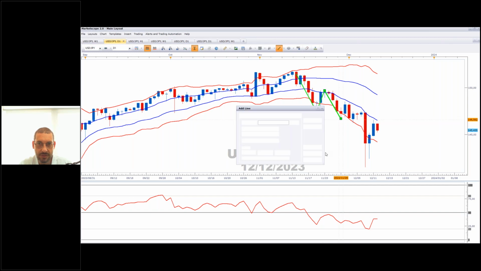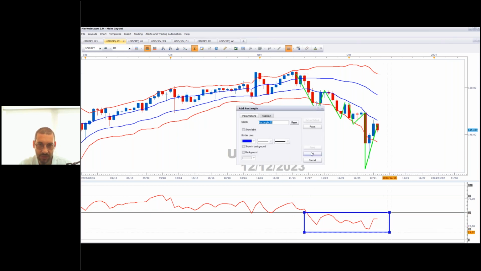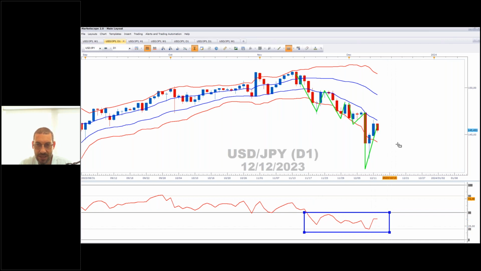1, 2. So it's a little bit more order. 2, 3. 1, 2, 2, 3. There's a big movement down, and now we're back into zone 3. We can take a look to see where the momentum bias is, definitely to the downside. Okay, so you can see it's moving to the downside.